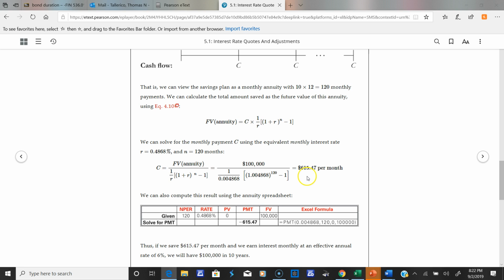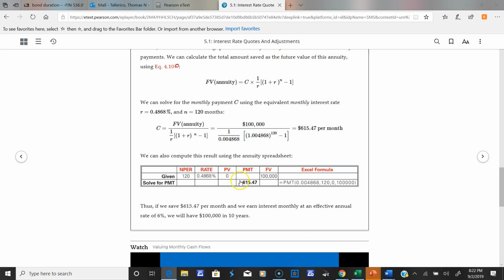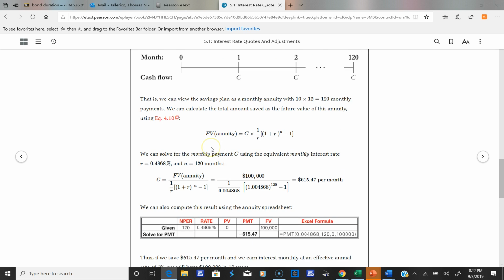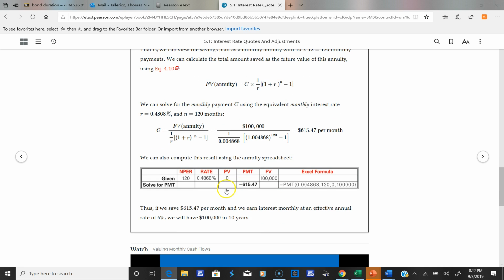So the bottom line is this. You've got to put away $615.47 per month. So after 10 years, you will accumulate $100,000, which is right here. Okay? So if you use the Excel, here you notice there's 120 pay periods. Here's the rate, the effective annual rate, which we calculated right there, right? And if it was an APR, this would just be an APR, but here they clearly say it's an effective annual rate.